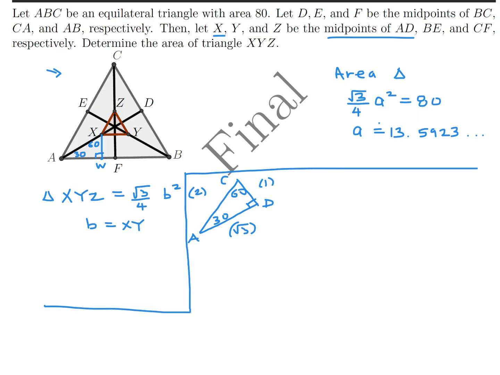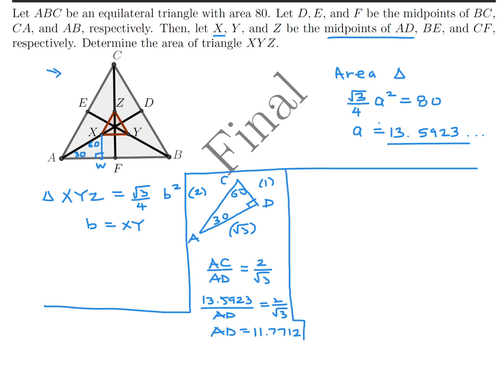So that means that we know AC, right? AC is a side, and AC is this. So that means AC over AD would be the ratio 2 over root 3. And AC, we know, is 13.5923. So then we can calculate AD. And AD, when we calculate it, is 11.7712 approximately. Okay, that's pretty good.